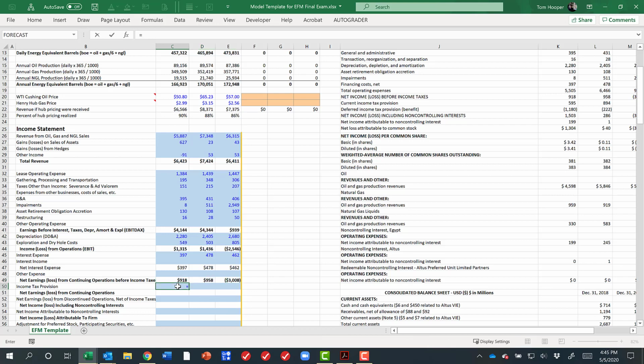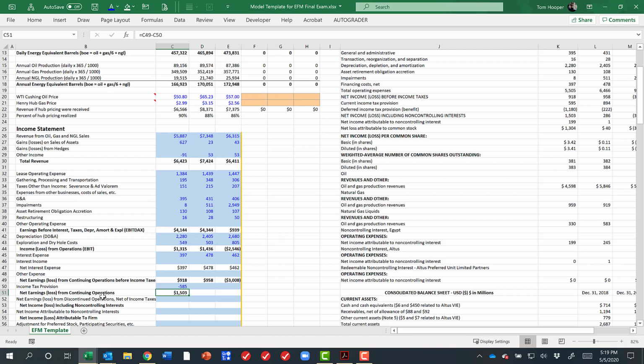Income tax provision. Notice they have a current income tax and a deferred income tax. So I'm going to add those two together. And since together they make the net income go up from 918 to 1503, then I'm going to subtract that number from 918 since it's negative to get the 1503.